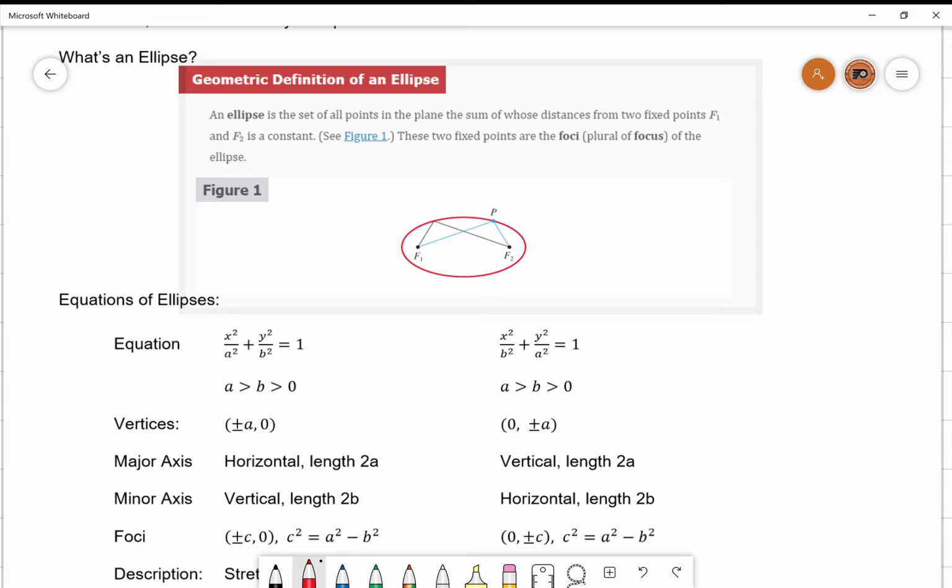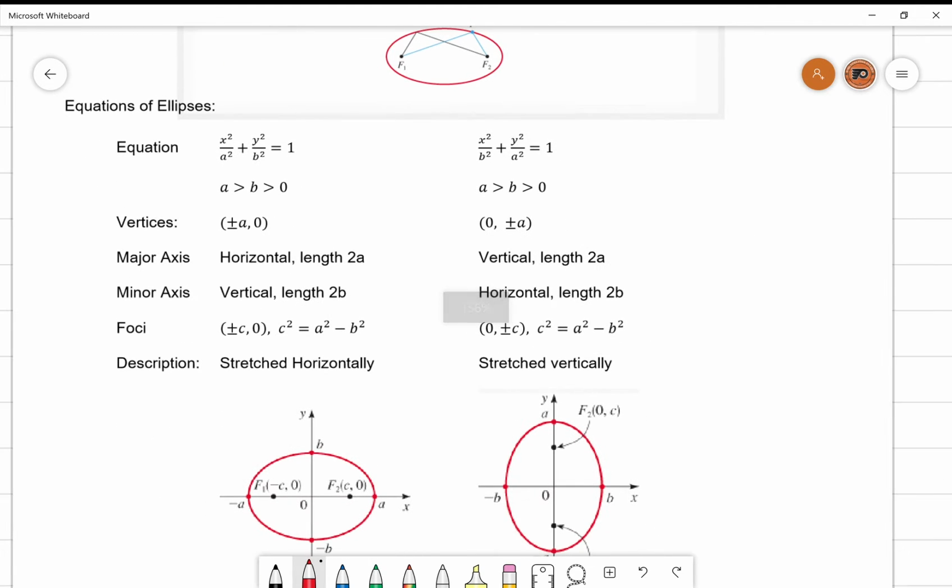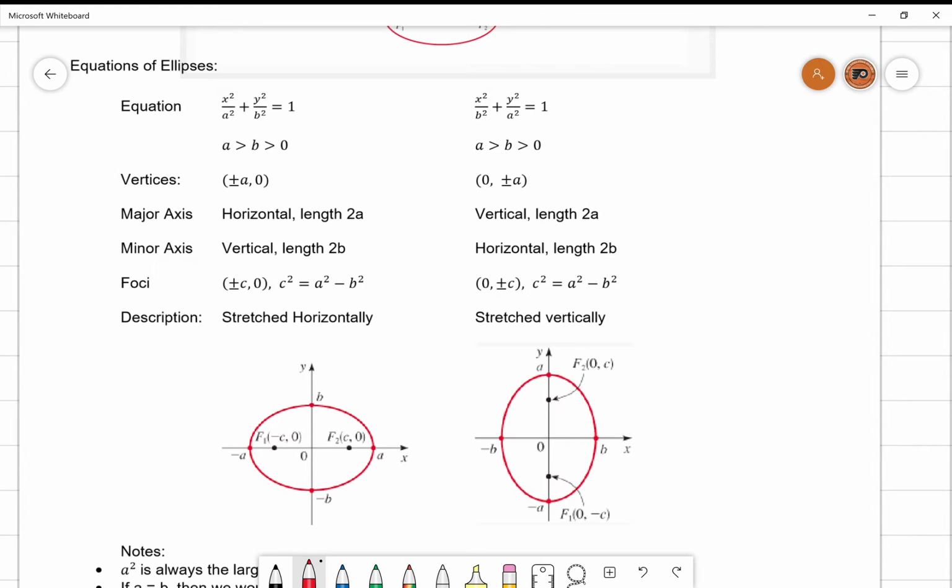Key: a is always the larger number. So if the larger number is underneath x, you're going to see that our ellipse is stretched horizontally. If our larger number, a, is underneath the y value, we're stretched vertically. So graphing these is about finding a and b and where the center will be located. We're going to stick with centers at the origin for this section of the unit. From there, we'll move it around in section 11.4.